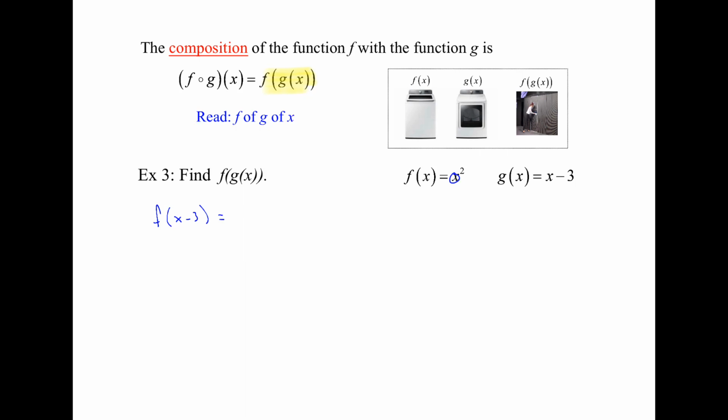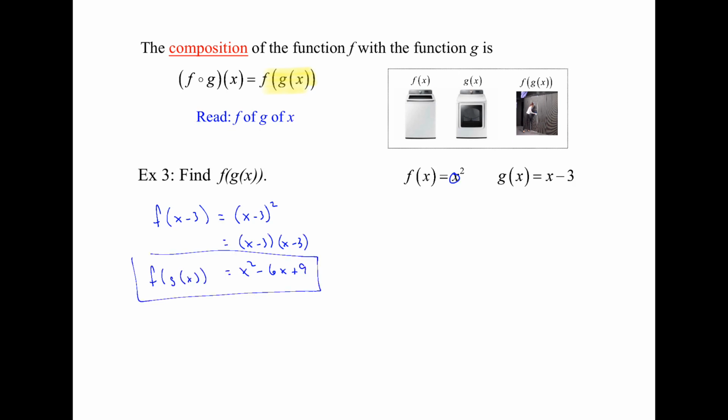So in f of x, x is being squared. So now we're going to take the x minus 3, plug that in for x, and now it is being squared. So this is equal to, if you expand it out, x minus 3 times x minus 3. So that's x squared minus 6x plus 9. So this is f of g of x. And that's what we're looking for in terms of a composition. We'll also evaluate some compositions as well.